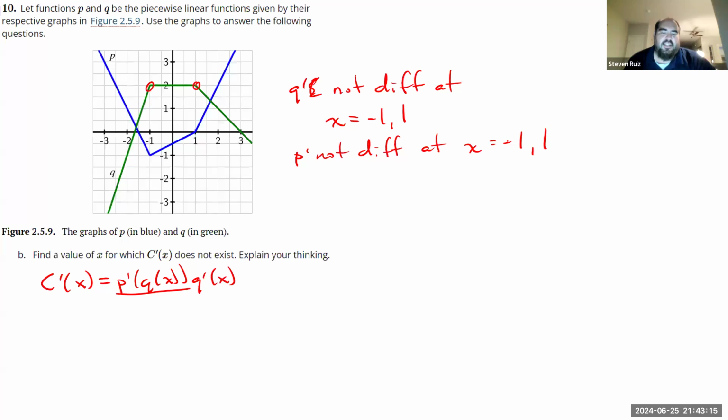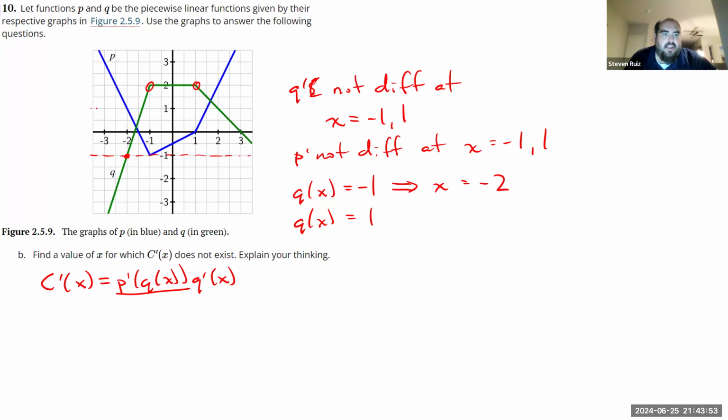So we kind of got to look at this in steps here. What's going to cause us to try to differentiate or take the derivative of p at -1 or 1? Well, that's going to come from where is q of x equal to -1? Or where is q of x equal to +1? So if we say y is equal to -1, then where does q, the green function, equal -1? It looks like that's a value of x equals -2 and only there.